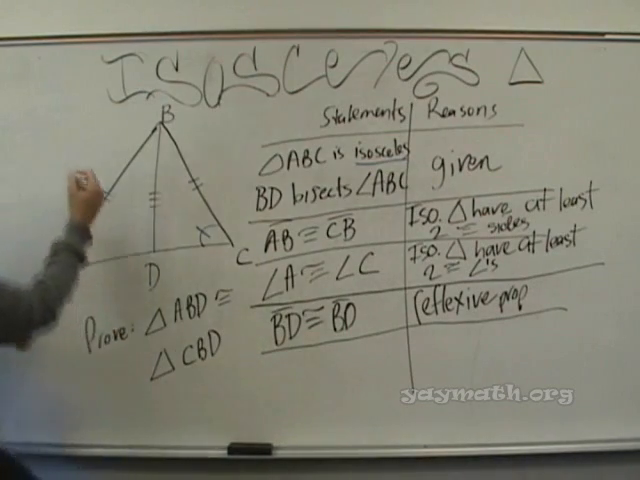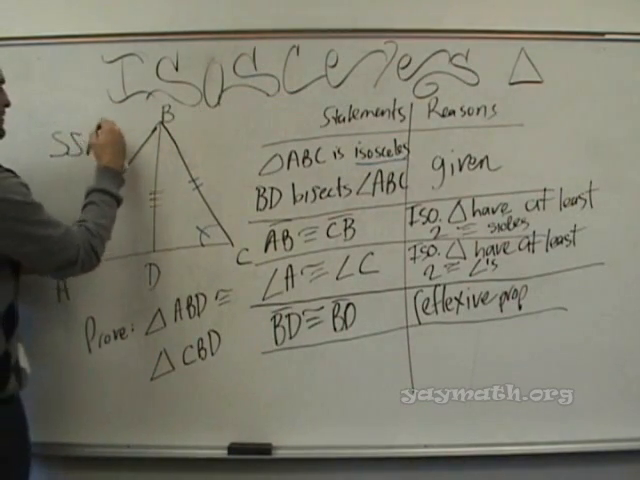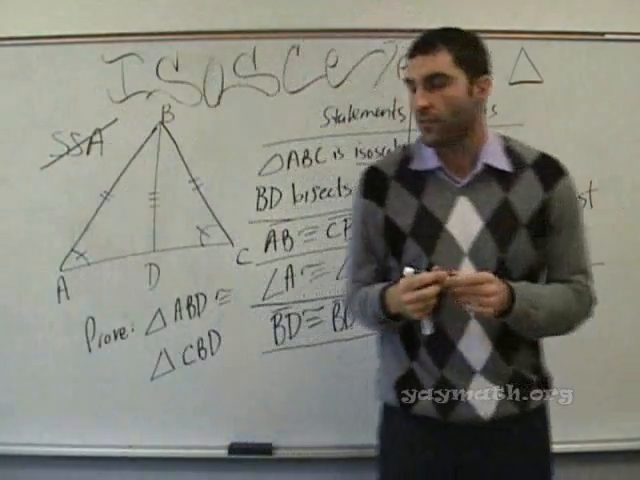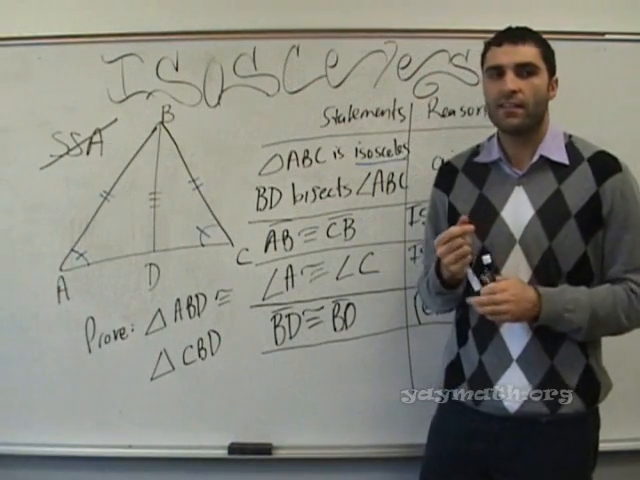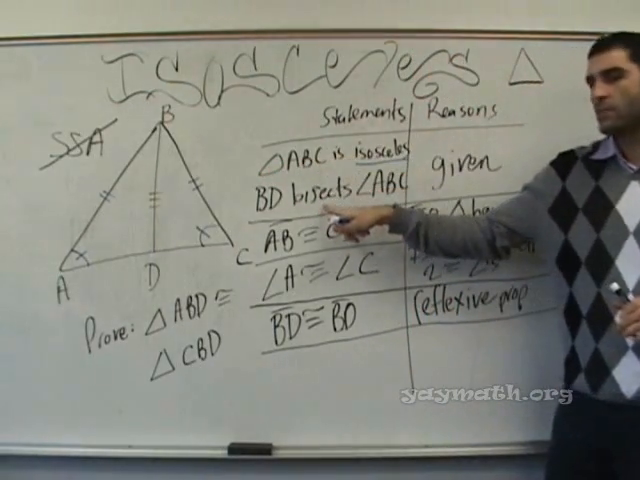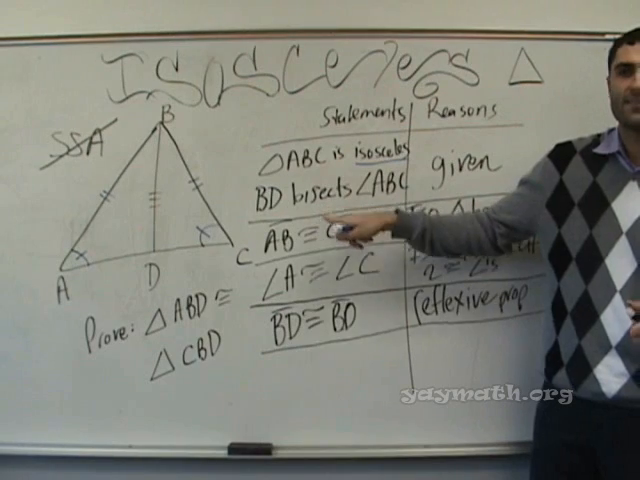So SSA is not a valid postulate. We can't use this to prove that the triangles are congruent. So we're not done yet. But did we use everything in our given? No, we did not. Okay, so go ahead.